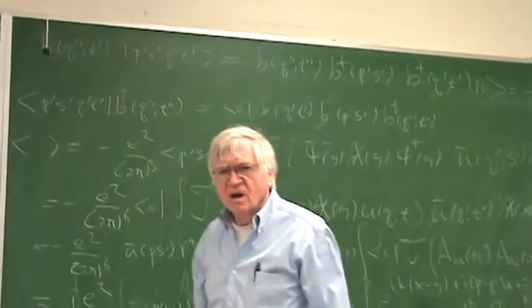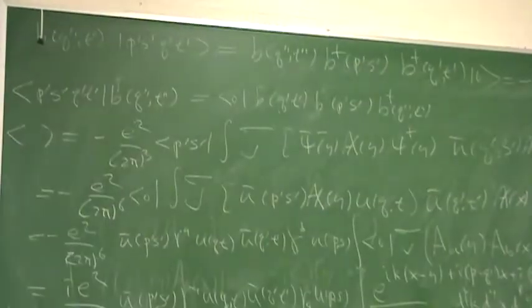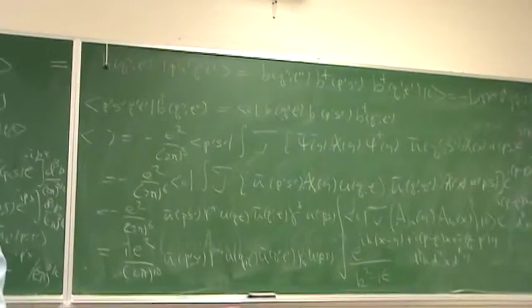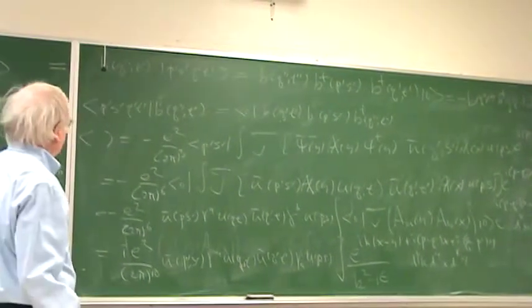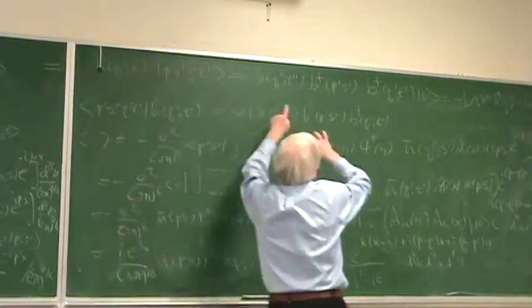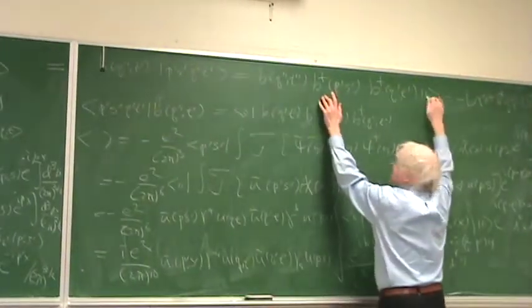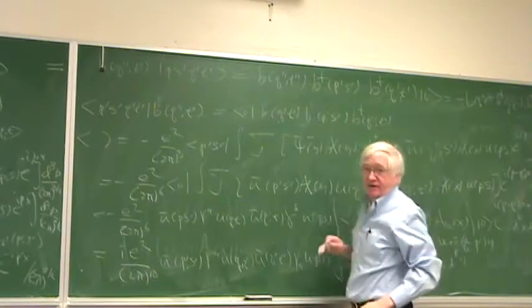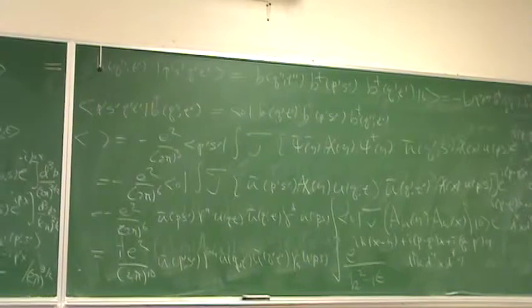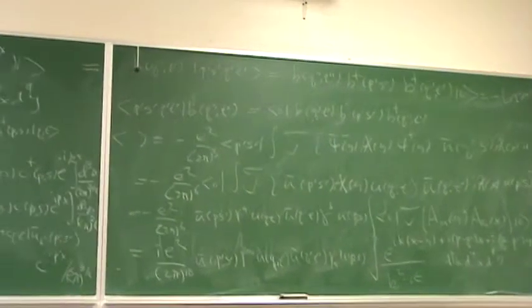But why did you start out with pulling the B P prime S prime out first? Why couldn't you have done it the other way? In other words, why did I say that D prime, S prime, Q prime, T prime was that instead of the reverse? That's arbitrary. You have to decide what your order is. Then you stick with it for both Feynman diagrams.